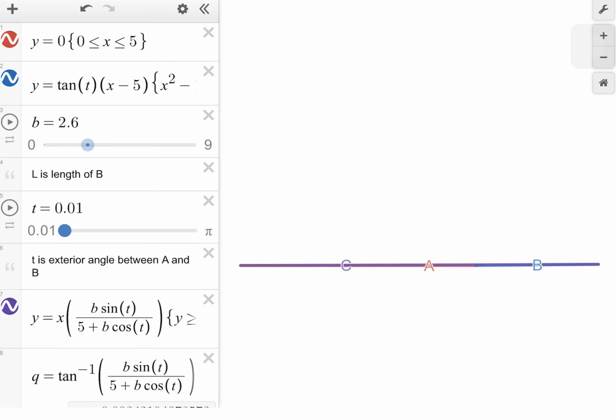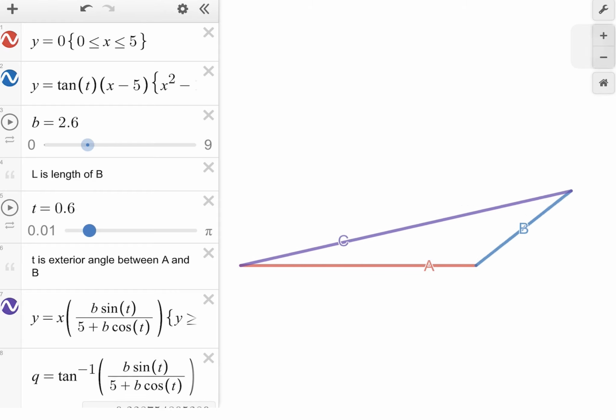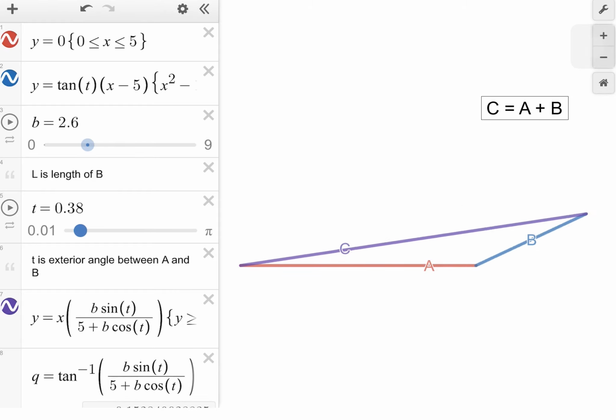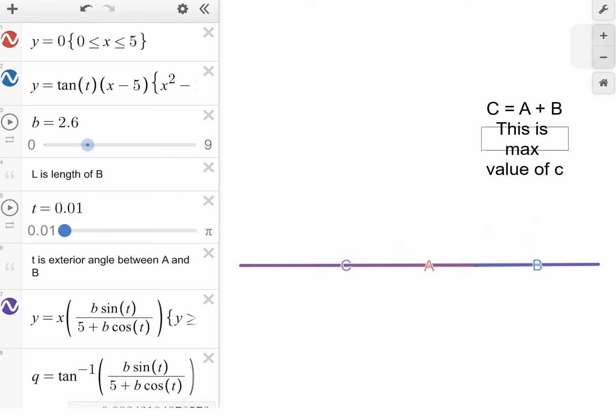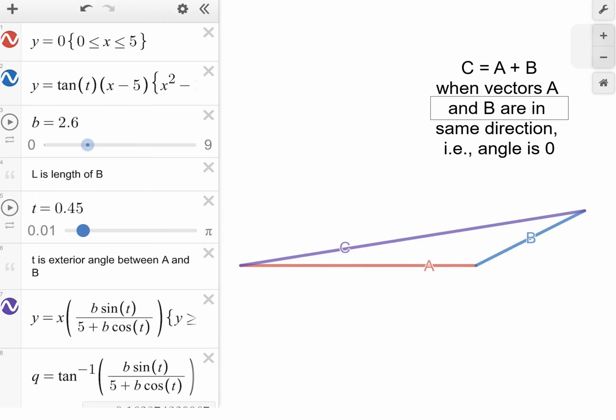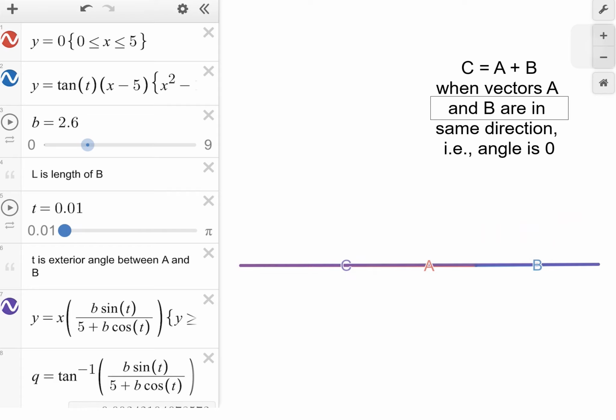So see, when T is equal to 0, that is the angle between vector A and vector B is 0, then the magnitude of vector C, that is C, is equal to A plus B, and this is the maximum value of C. So we learn that the magnitude of C will be maximum when the A vector and B vector are in the same direction, the angle between them is 0.